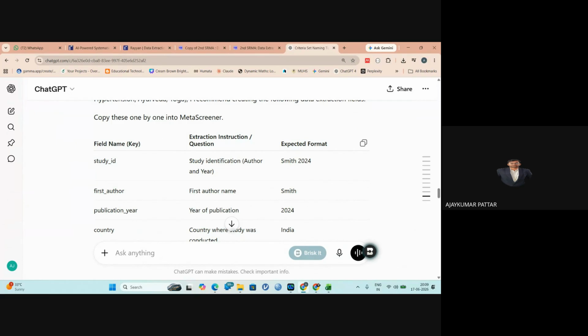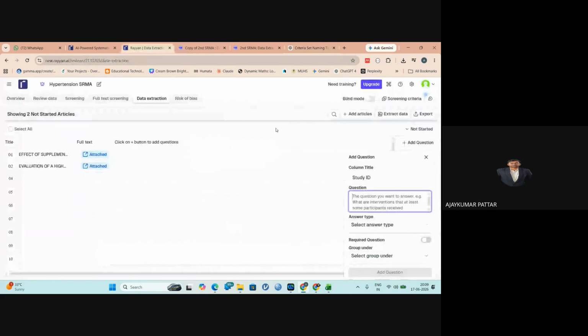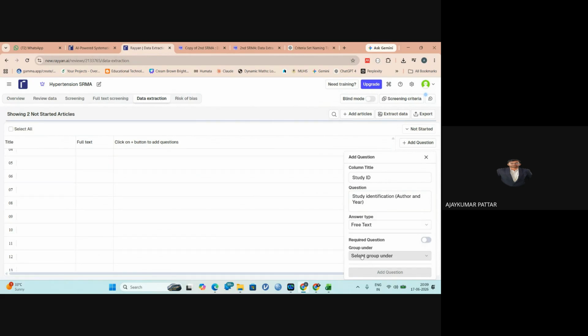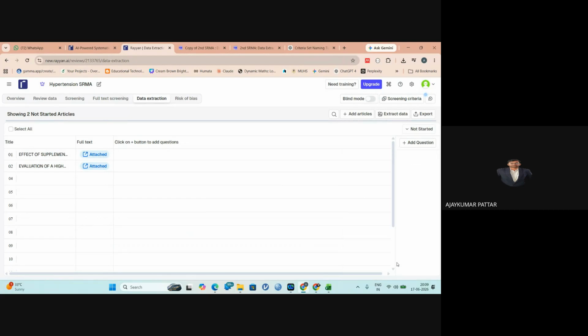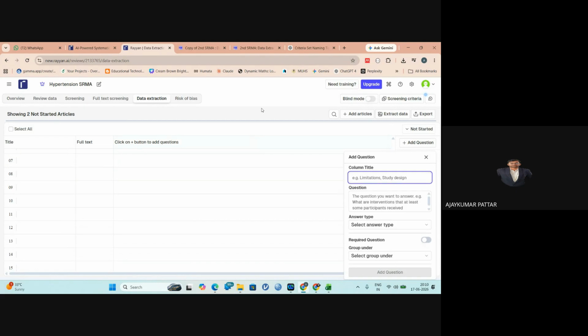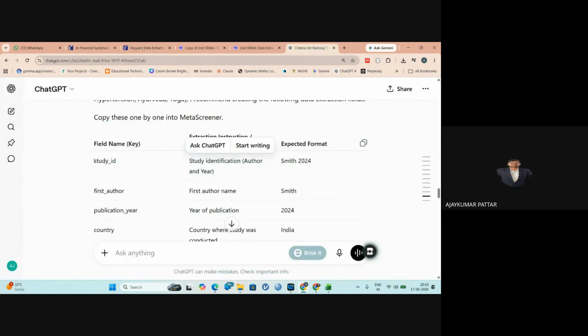What is the instruction or question? Study identification, author and year. So I will click here and paste: study identification, author and year. Answer type: whether it is free text, number or any specification. I will click on free text. Next, whether it is a required question or not, we have to select here. Then select group under. I will do it once again. It is not saved. I will copy study ID.